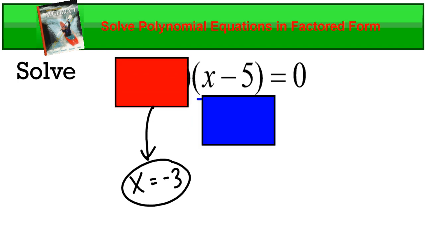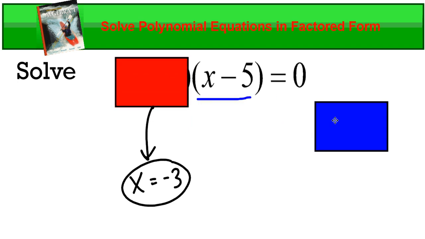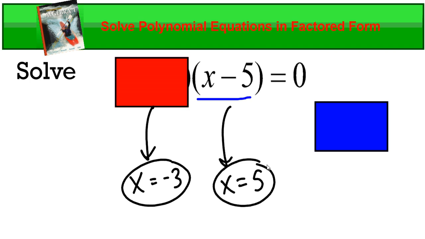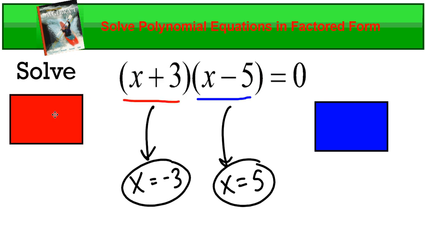Maybe it was the blue thing that was equal to 0. What would x have to be to make the blue thing equal to 0? Well, x would have to be a positive 5. If x were equal to a positive 5, then 5 minus 5 would make 0, and it wouldn't even matter what the red thing is, even though it's 8, because 8 times 0 would make 0. So there's my two answers. Either x has to be negative 3, or x would have to be 5 in order to make 0.